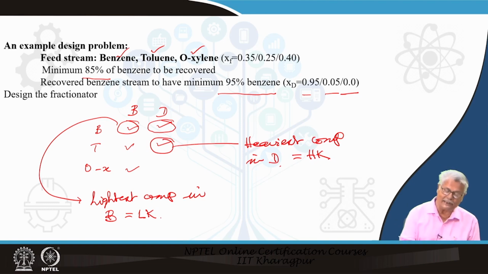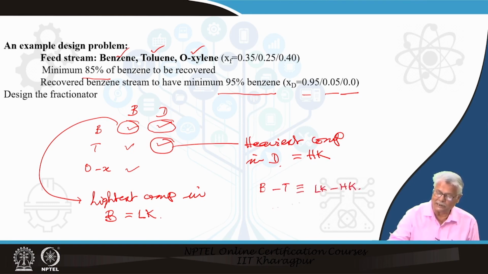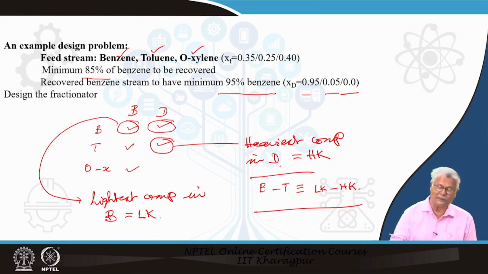So, if we can achieve a separation between benzene and toluene, which are basically the light key and heavy key, the separation target will be fulfilled. That means we will have common components between the bottoms and the distillate, but our target will be fulfilled in this way. Let us look at fixing the light and heavy key components in slightly more detail.